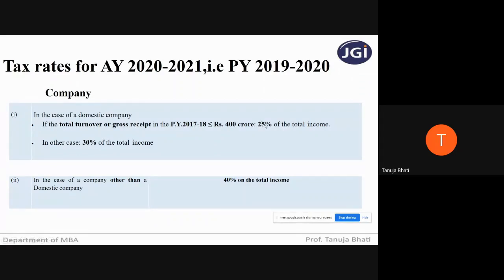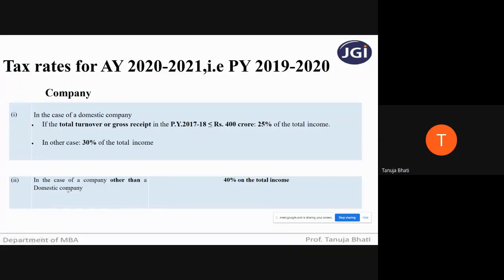So 25% will be applicable only to those domestic companies whose turnover in 17-18 is less than or equal to 400 crores. In the exam, the turnover will be specified, based on which you have to select the tax rate. Now, if it does not fall in the above category, then in all other cases it is 30% of total income. So remember, for firm, LLP, local authority, and companies, it is 30% of total income.